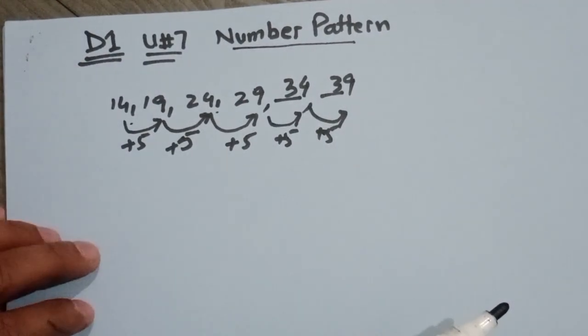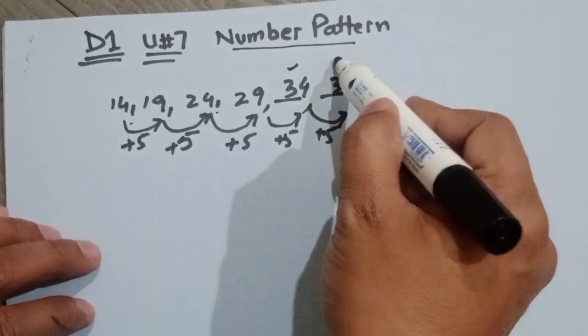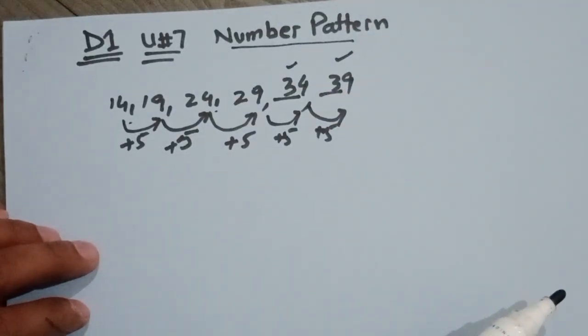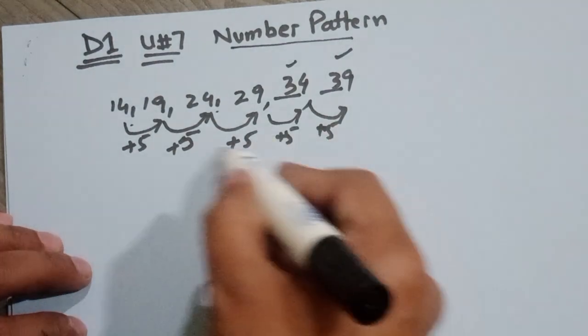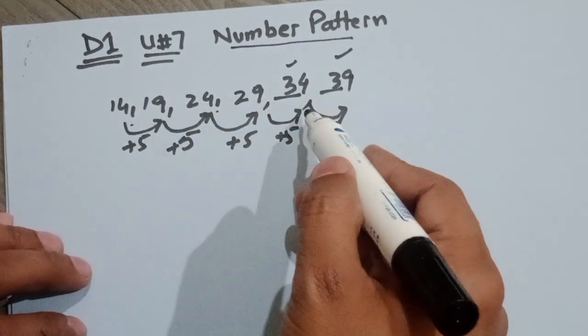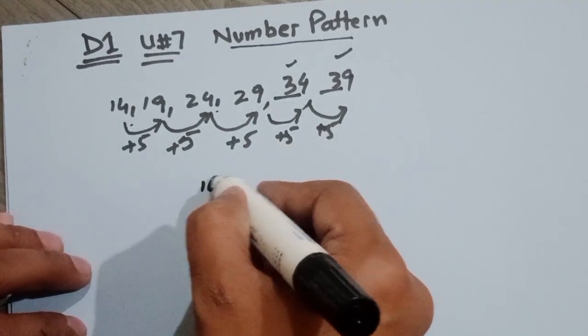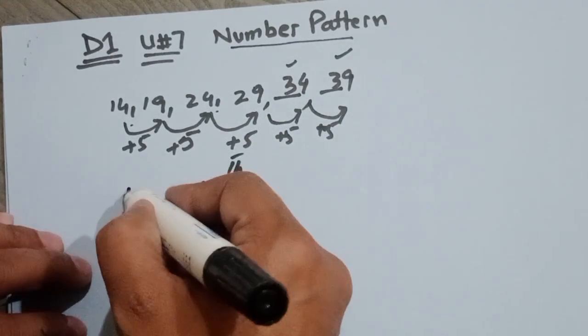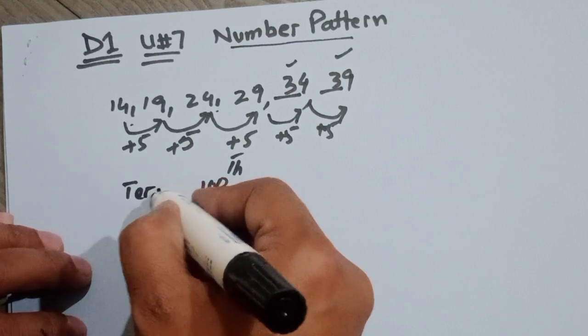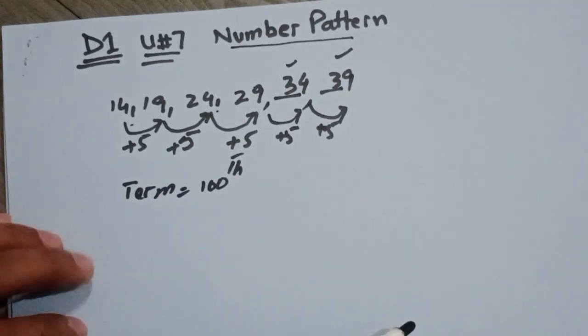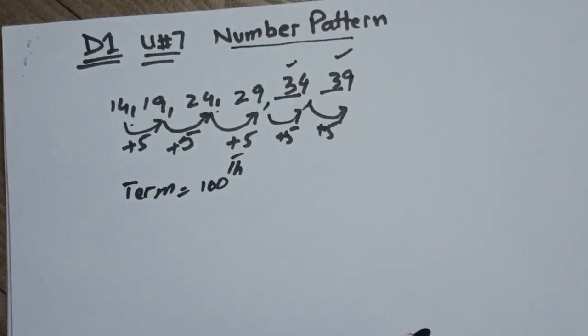If you are given back-to-back missing terms, like 34 and 39, we just calculate them. But if they ask you, according to this pattern 14, 19, 24, 29, what will be your 100th term? The answer for the 100th term will be difficult for us, as it might not be possible to keep calculating the values up to the 100th term.